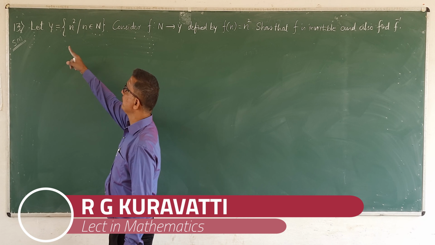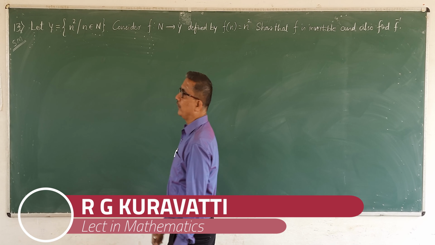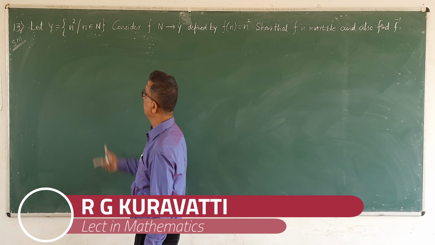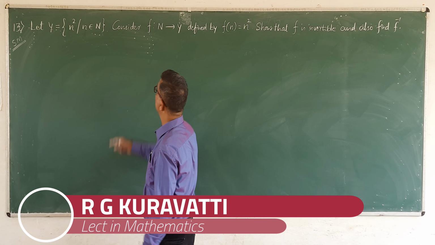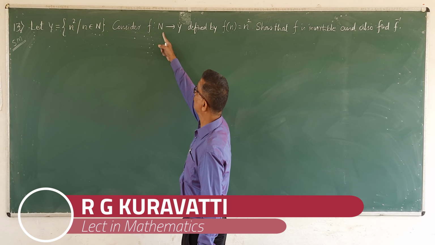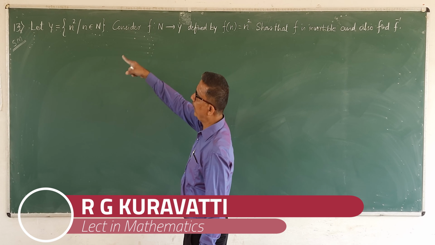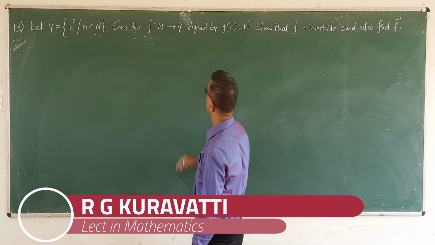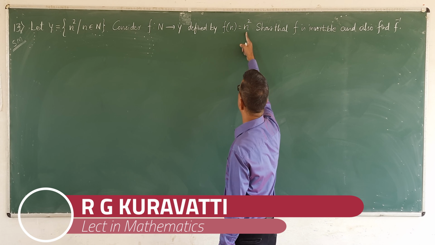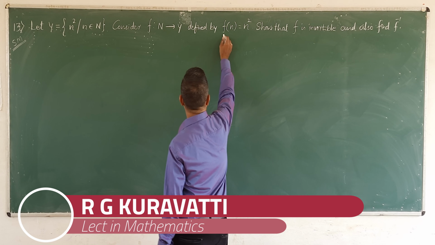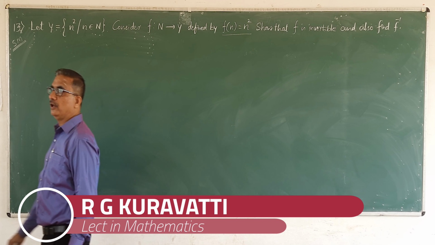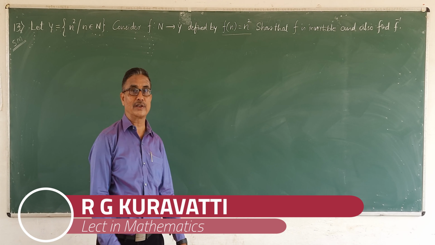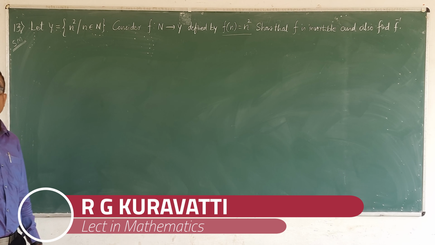So here is the question. Let Y equal the set of n square such that n belongs to natural numbers. Consider f as a function from natural numbers N to Y, defined by f of n is equal to n square. Using this condition, show that f is an invertible function. Also find its inverse function, the value of f inverse.